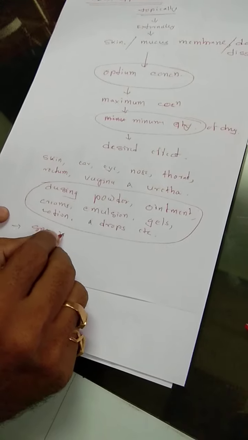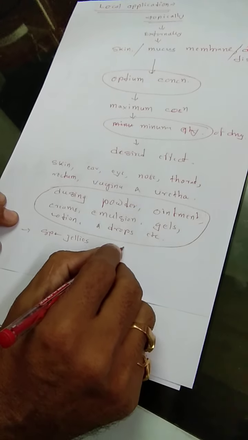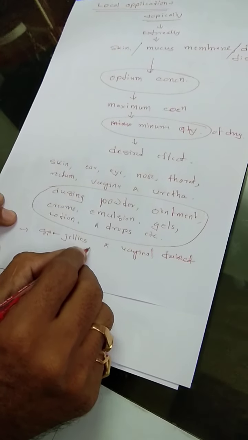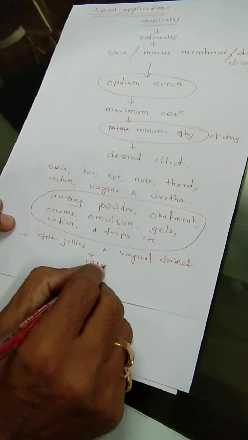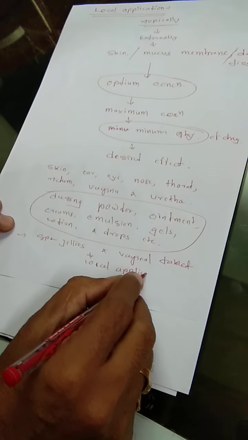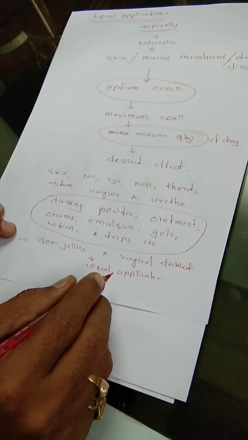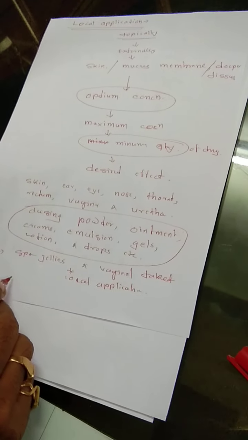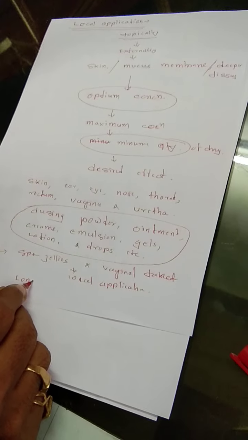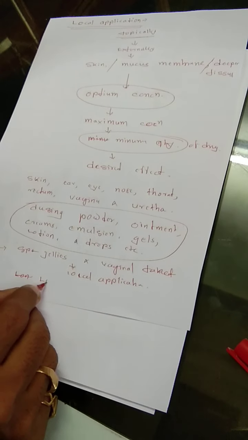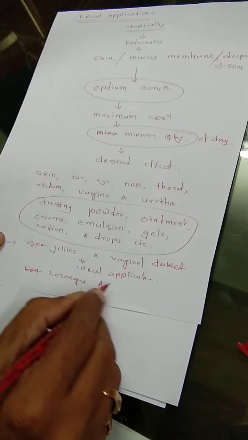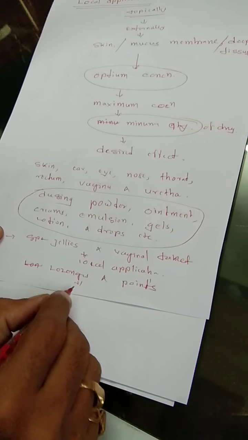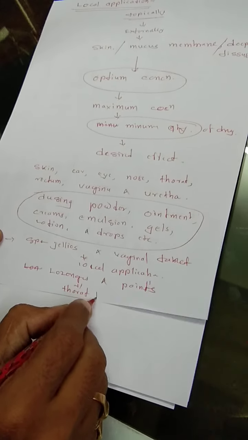Special types of jellies are available for local application. They are commonly used for the body cavities. Lozenges and paints are used for throat pain.